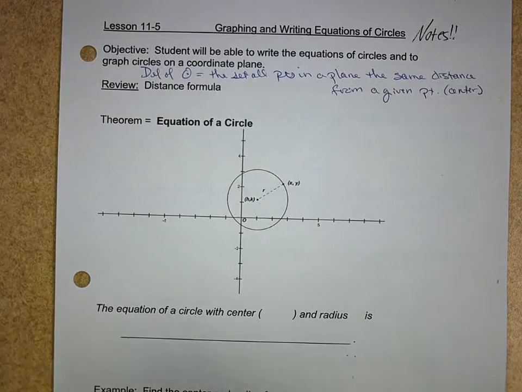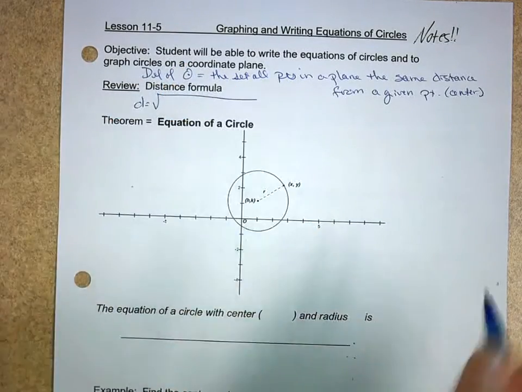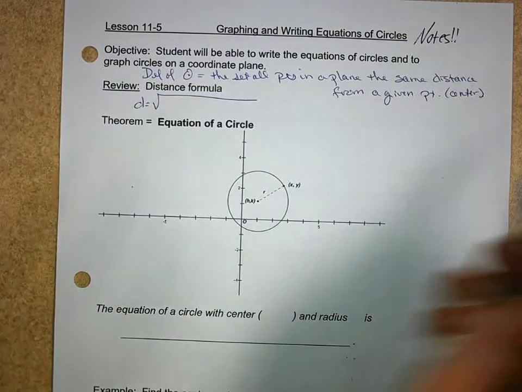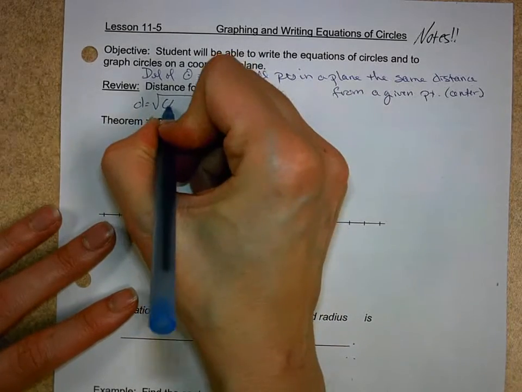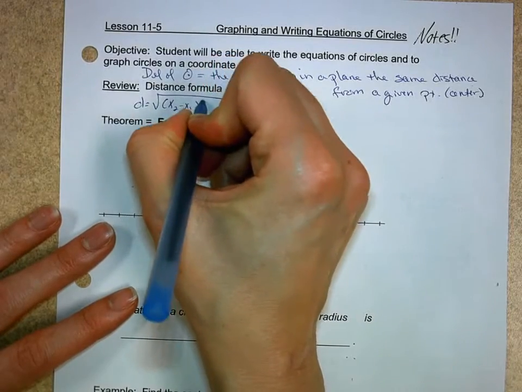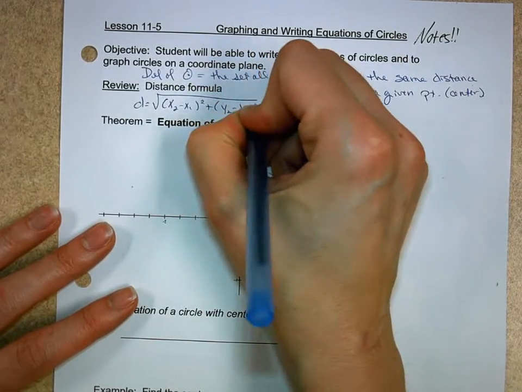Now we're going to actually derive the formula for an equation of a circle using the distance formula. So we have to remember what distance is. And remember, it's the same distance from a given point. So distance is the key thing and the given point's the key thing. It uses, remember, x2 minus x1 squared plus the quantity y2 minus y1 squared.